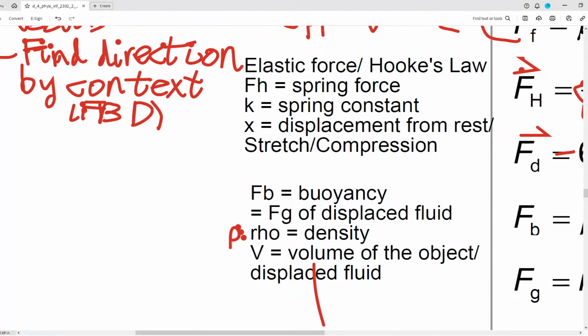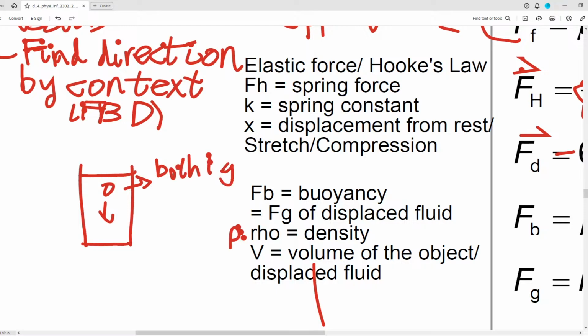Let's say you have some liquid, and then you have a small ball falling. Of course, it's on Earth. This ball experiences three things: Fg, Fd, and Fb. And together they create the effect of an object slowing.